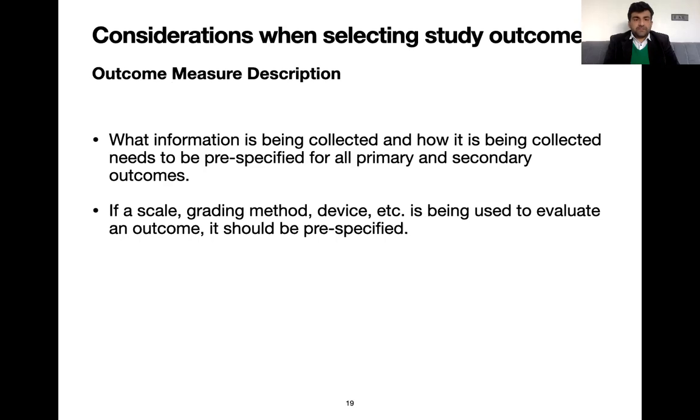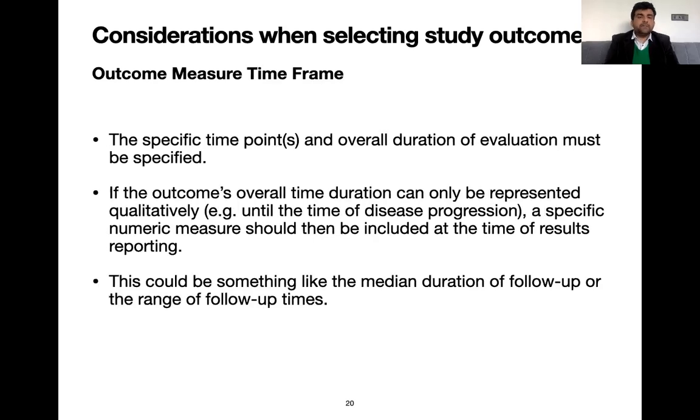Outcome measure description. What information is being collected and how it is being collected needs to be pre-specified in all primary and secondary outcomes. If a scale, grading method, or a device is being used, then it has to be evaluated and specified initially only. Outcome measure time frame.